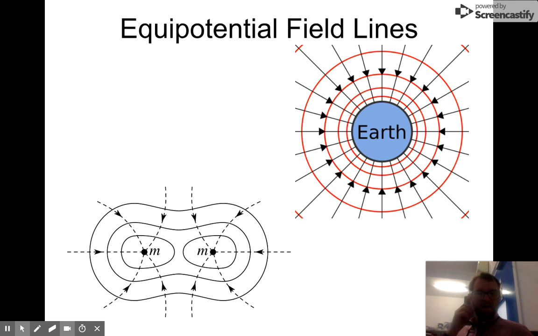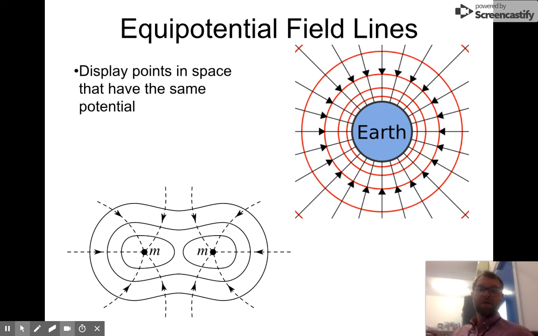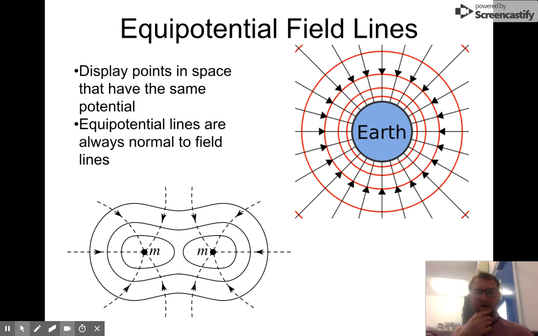Note here that we have these things called equipotential field lines. And these are ways to display points in space that have the same potential. I've got a couple of examples here. Now, they're always normal to the field lines, so they're always at 90 degrees to the field lines. And the other thing to think about here is if you're traveling along an equipotential field line, you're not actually doing any work because you're not working against the force which is causing that.